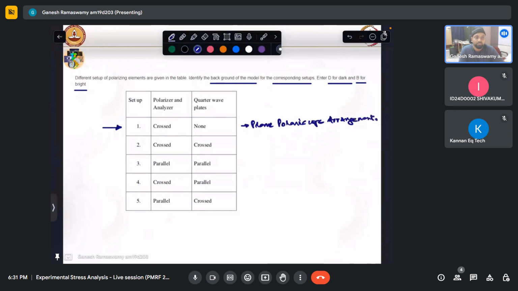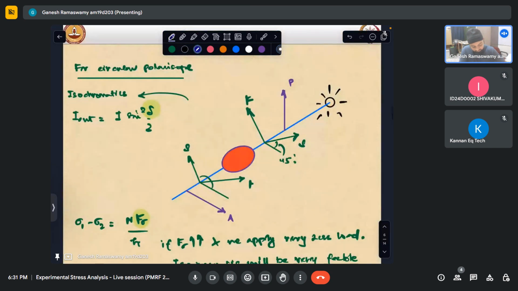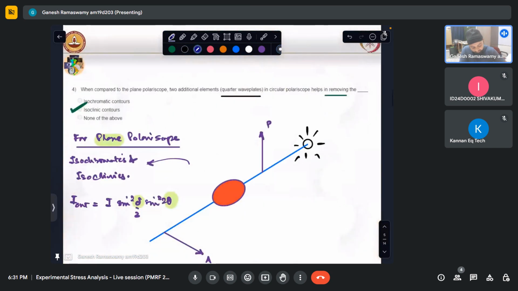This is a plane polariscope arrangement, when analyzer and polarizer are crossed. Let us take this example. From here, we have light passing like that. And since we are looking at the background light, I'm not considering this model presently. I'm just looking at what is outside the model.